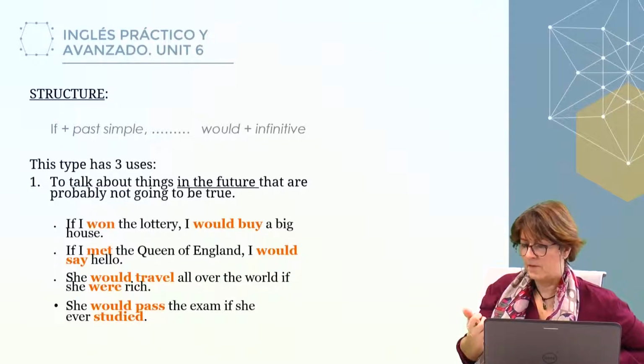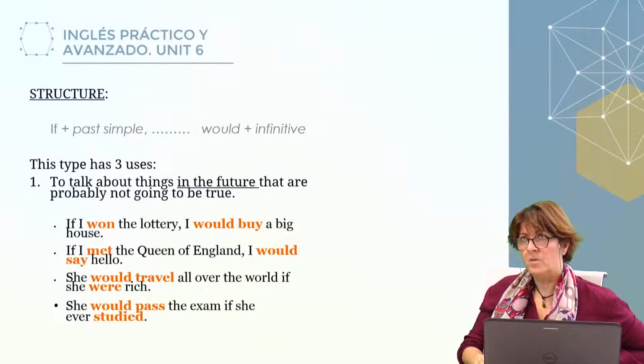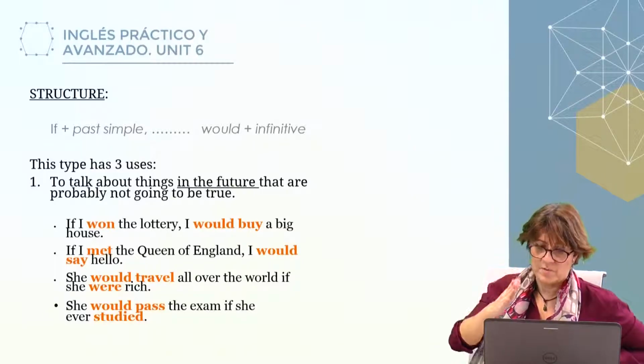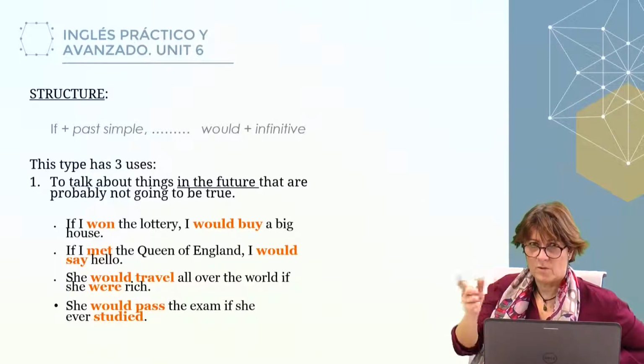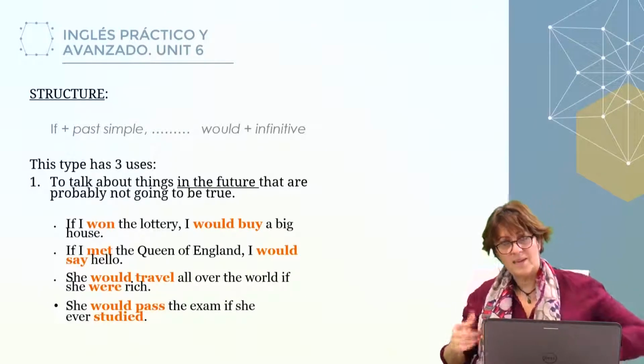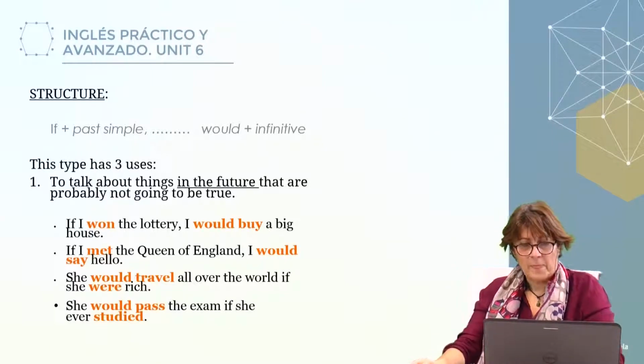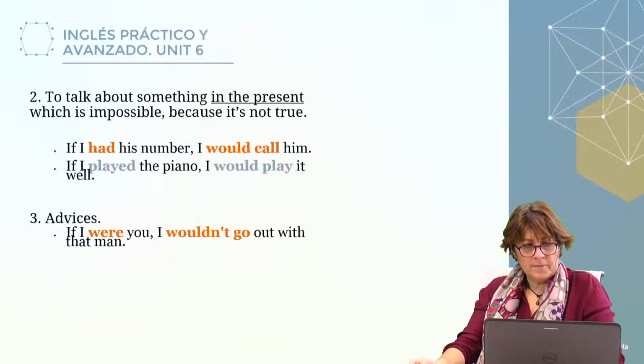Do you remember that song, If I Were a Rich Man? Okay, if I were. Or when you want to give advice, if I were you. It's very strange because it's "I were", but it's an exception that you can use "were" with I or we. Or she, sorry. Let's see the example. Advice: if I were you, I wouldn't go out with that man.